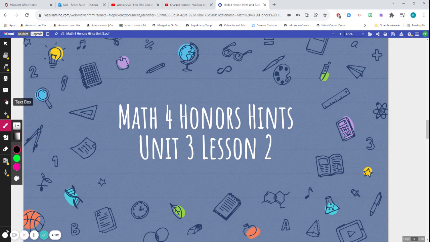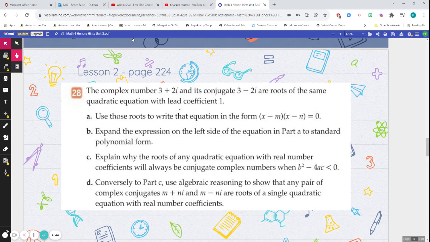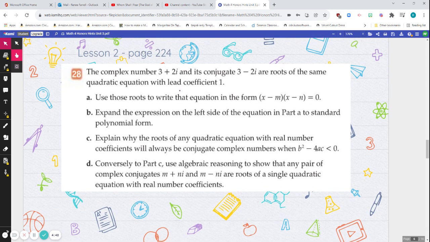So you can find this problem that we will be working on in your book on page 224, number 28. It's starting to talk about complex numbers, and it's saying 3 plus 2i and its conjugate, 3 minus 2i, are roots of the same quadratic equation. So those are complex or imaginary roots.